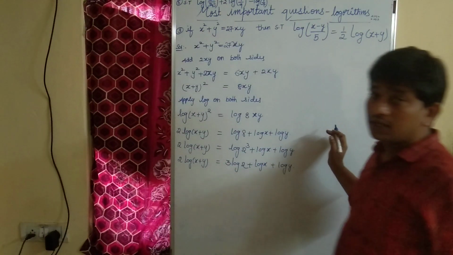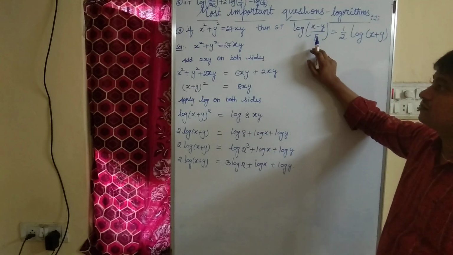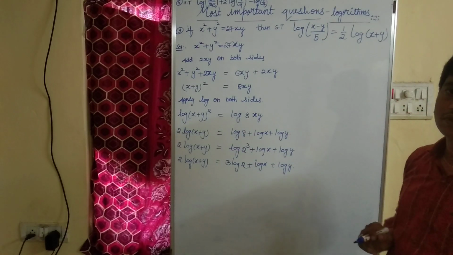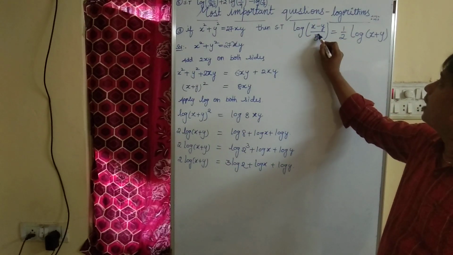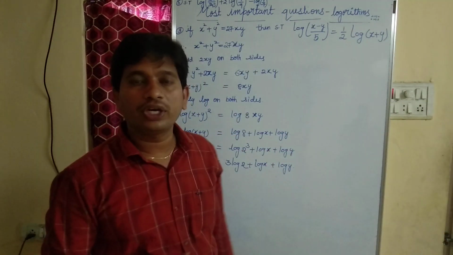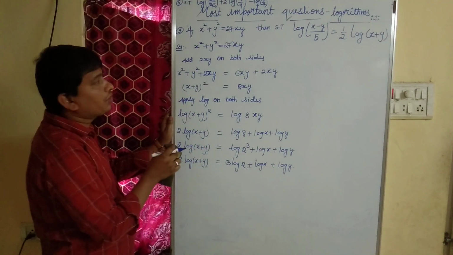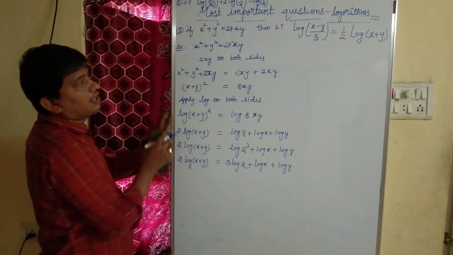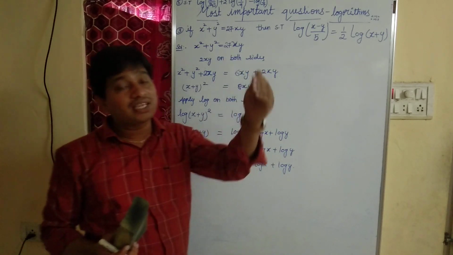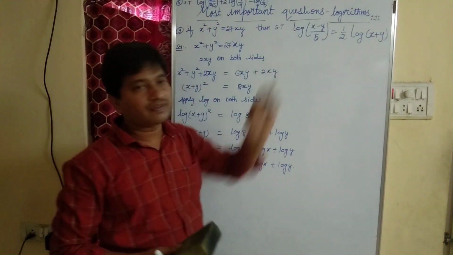Actually, if you observe the answer, we need to show log of (x minus y) by 5. So here we have x minus y and also we have 5. 5 square in the sense how much? 25, right? So in this case, what we have to do, we need to subtract 2xy on both sides. Because in the previous question, they were asking 2 into log of (x plus y), but here we want x minus y.